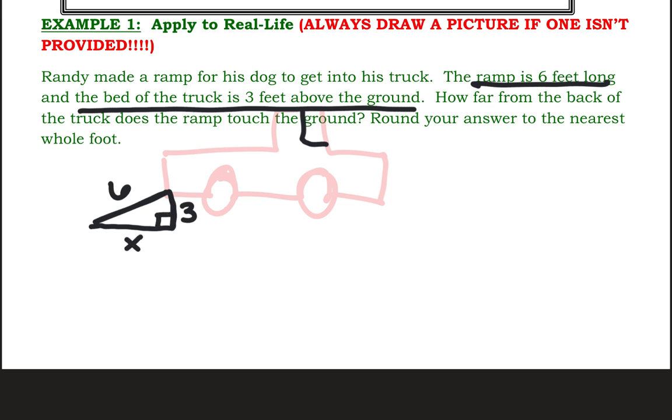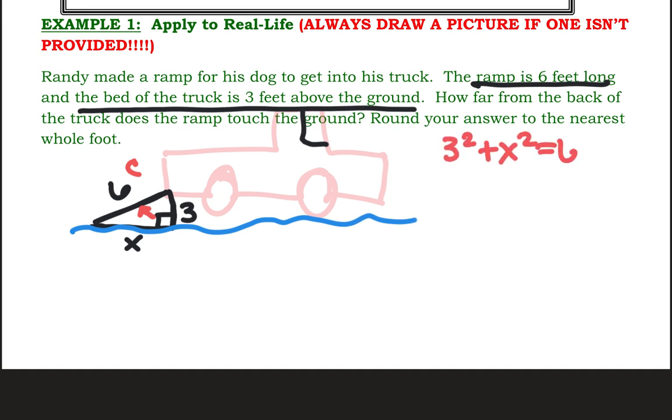All right, so with these word problems, there has to be a right triangle somewhere. In this case, it's here at the back of the truck, right? Here's the ground. So the question is, how far from the back of the truck does the ramp touch the ground? So reminder that with Pythagorean theorem, the c is the most important one. So this is our c. All right, let's go ahead and solve it. Let's see. 3 squared plus x squared equals 6 squared. All right, that's 9, and that's 36. Am I going to add these or subtract them? Subtract them? Okay.